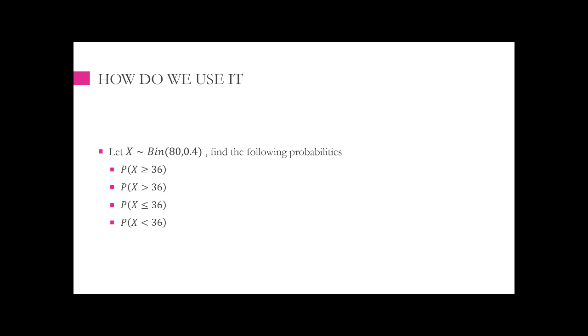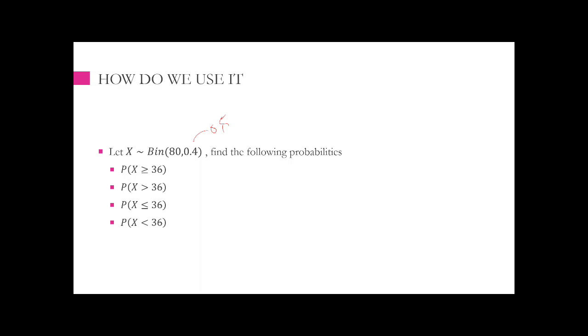So we're going to try and find the following probabilities, and this is our binomial distribution where there are 80 trials and 0.4 is our probability of success. It's not exactly 0.5, so it's not exactly symmetrical, but because it's close to 0.5 and our n is quite large, we can use the normal approximation, and we'll see how well it fares in calculating these specific probabilities.